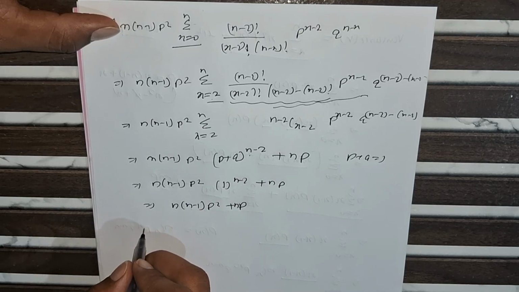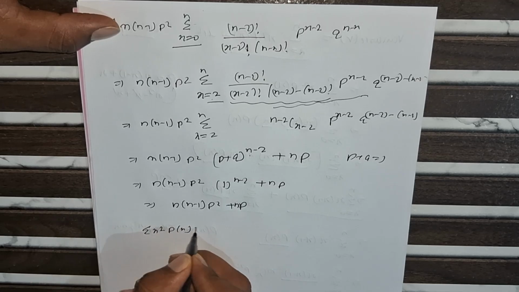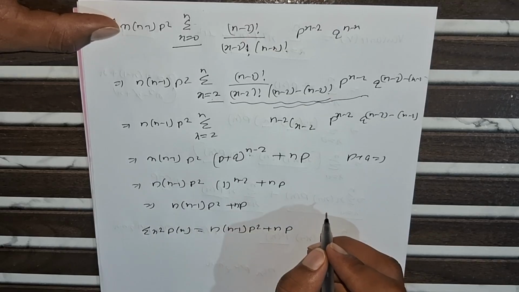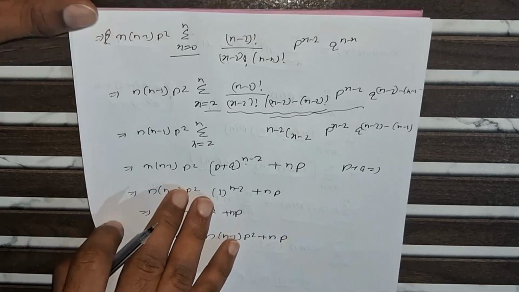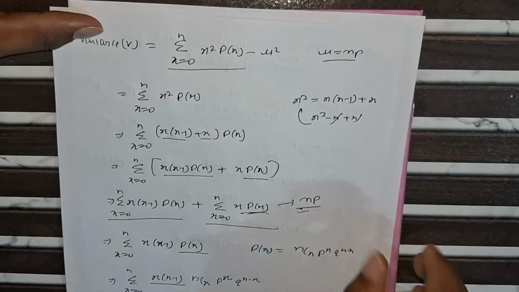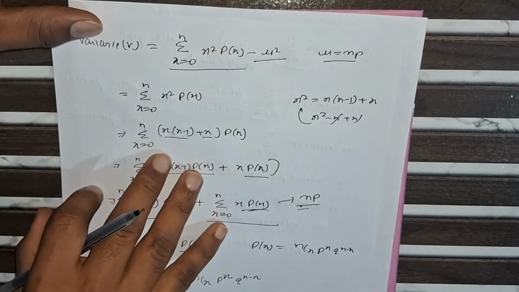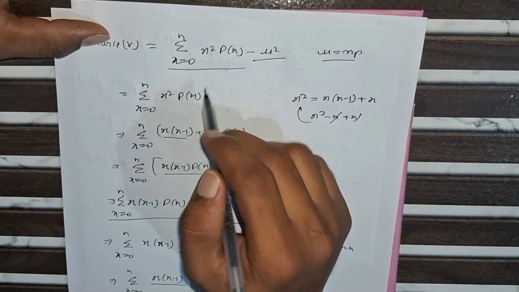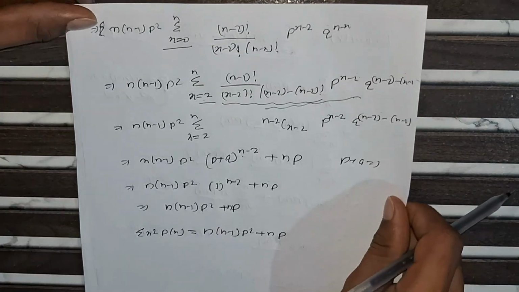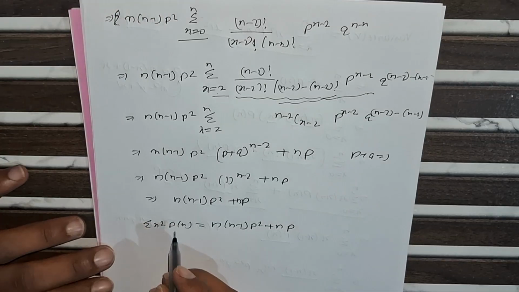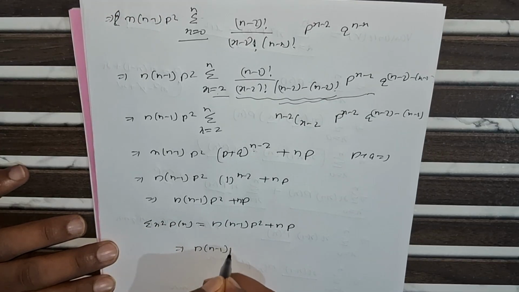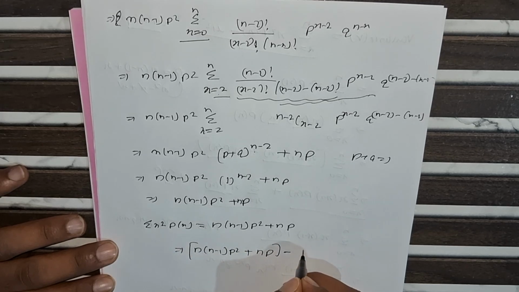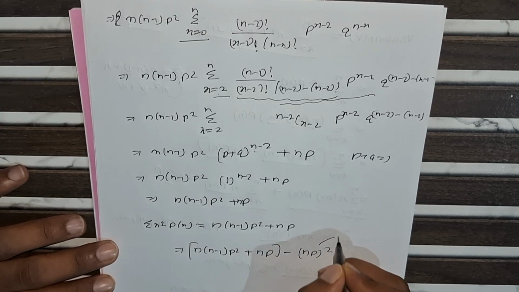This is our summation of x square p of x equals n into n minus 1 p square plus np. Now in this expression, mu square is also there, where mu equals np. So subtract mu square from this whole expression which we obtained. So n into n minus 1 p square plus np minus np whole square, which is equal to mu square.